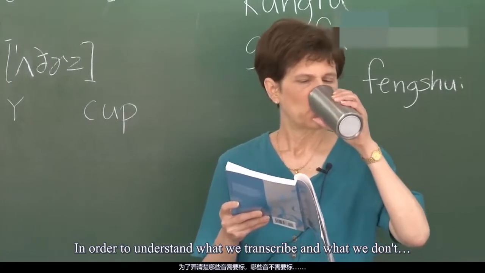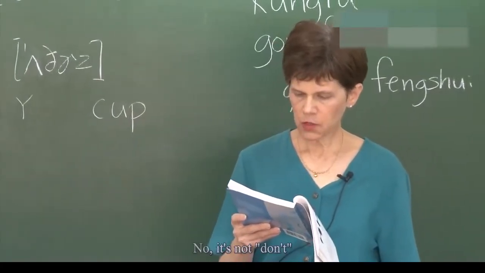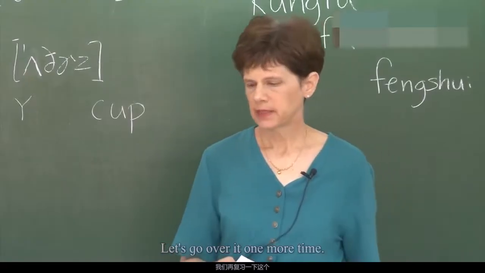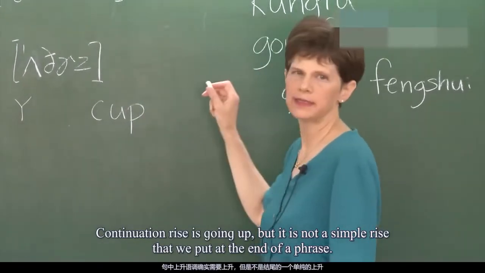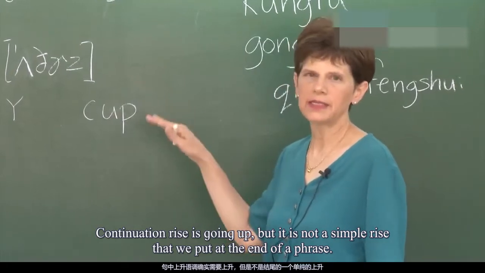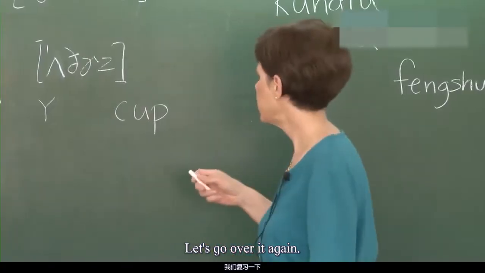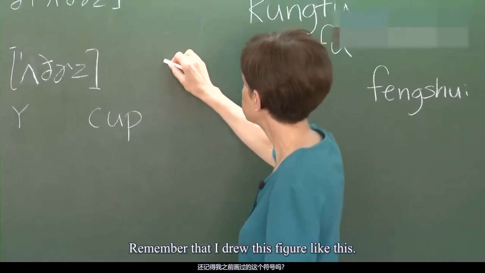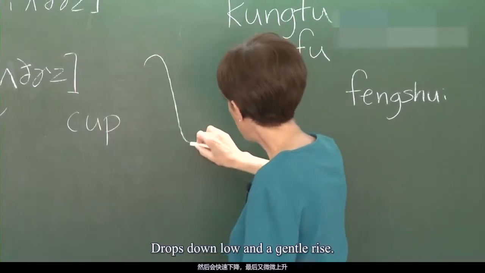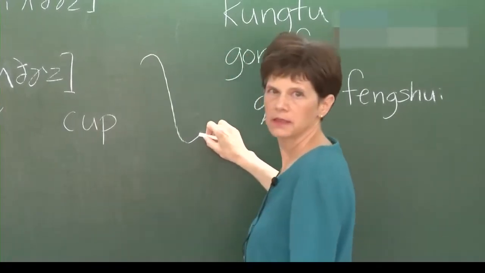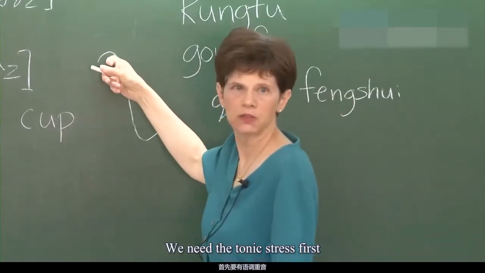In order to understand what we transcribe and what we don't. No, it's not don't. Let's go over it one more time. Continuation rise is going up, but it is not a simple rise that we put at the end of a phrase. Let's go over it again. Remember that I drew this figure like this? We have a tonic stress here, drops down low, and a gentle rise. This is the shape of a continuation rise. We need the tonic stress first.